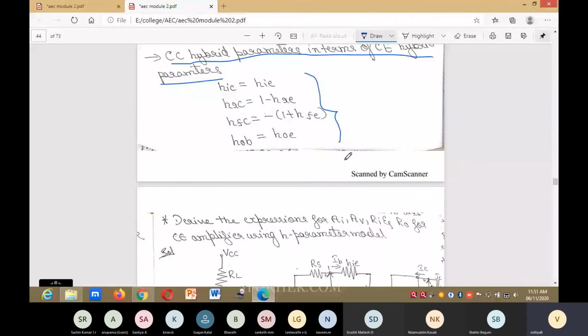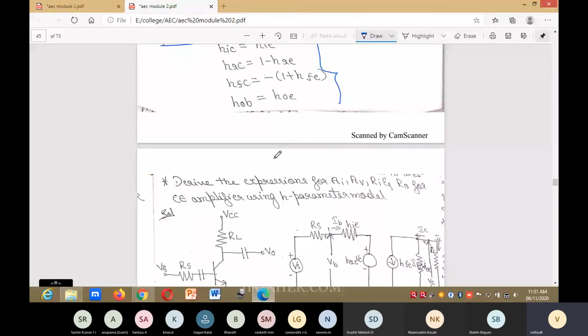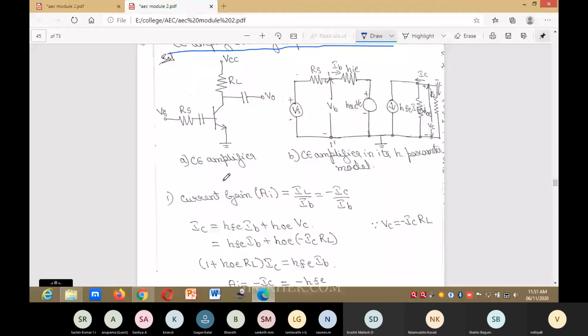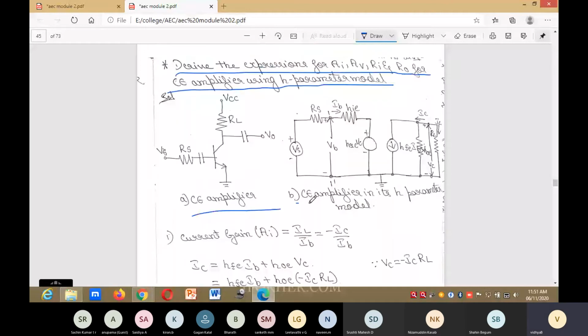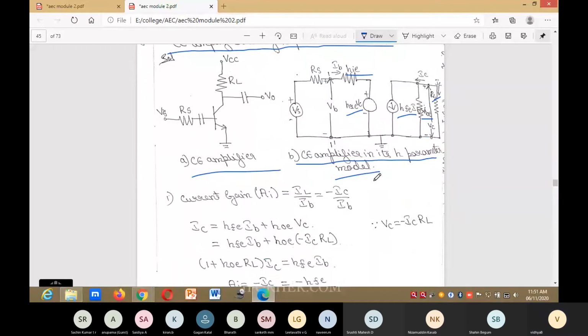Next, we shall go for the derivation. Derive the expression for AI, AV, RI and R0 for common emitter amplifier using H parameter model. Okay. This is the CE amplifier, the CE amplifier in its H parameters model. You can observe the H parameters model: HFE into IB and HRE into VC. Here this is HIE and here HOE. Okay, this is RL.